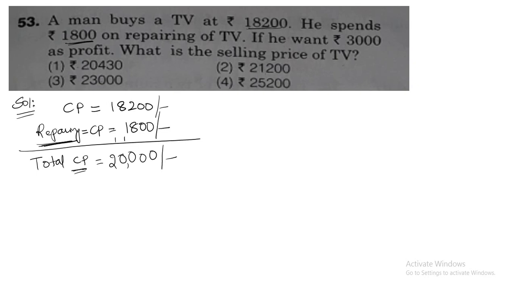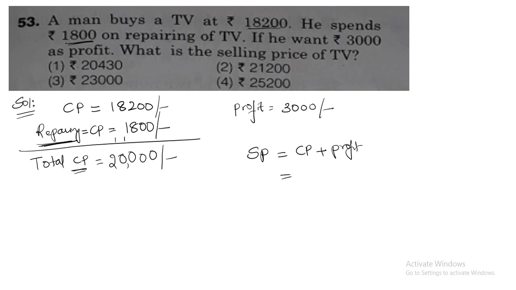Next, if we want 3,000 as profit, then what is the selling price? What he has given: profit is equal to 3,000. Then what do we know? Selling price is equal to, already we know the formula, right? Selling price is equal to cost price plus profit, or we know that profit is equal to selling price minus cost price.